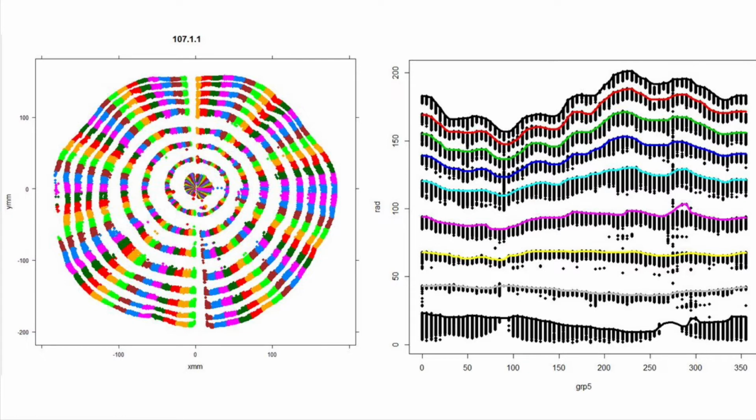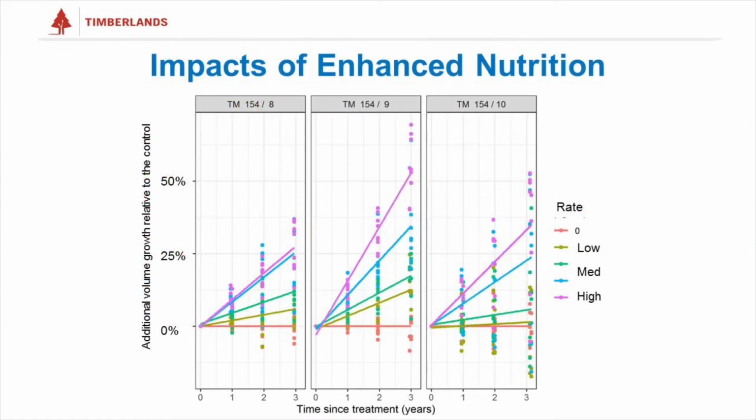Without going into a lot of detail, her approach identifies rings based on the density information and essentially unwinds the disc, flattening out the data before fitting smoothing splines to detect the ring boundaries. Another focus area for us at Timberlands is forest nutrition.